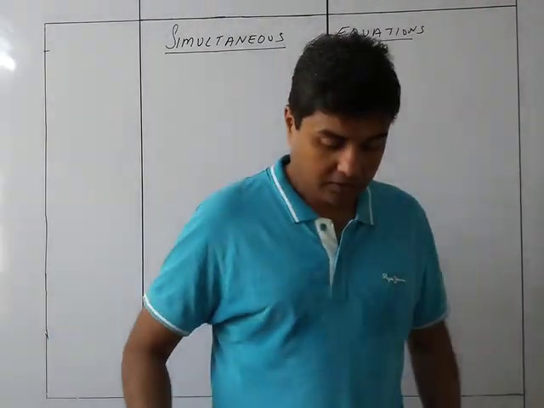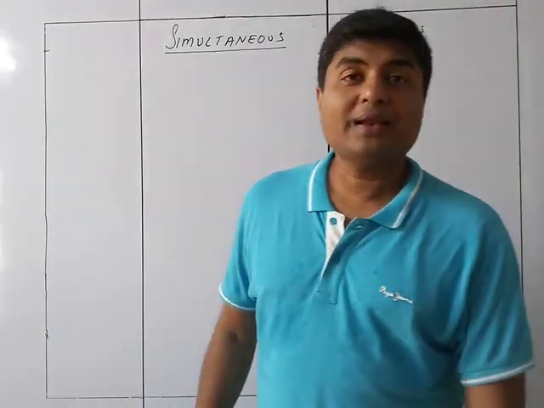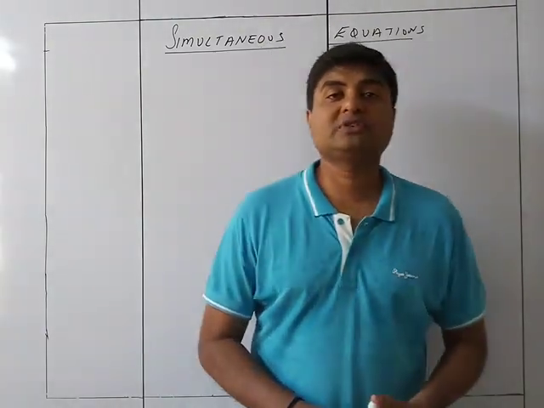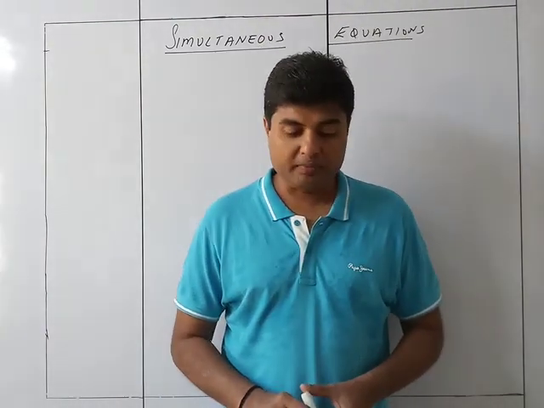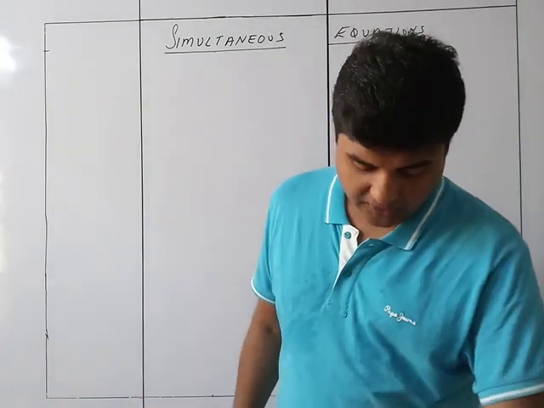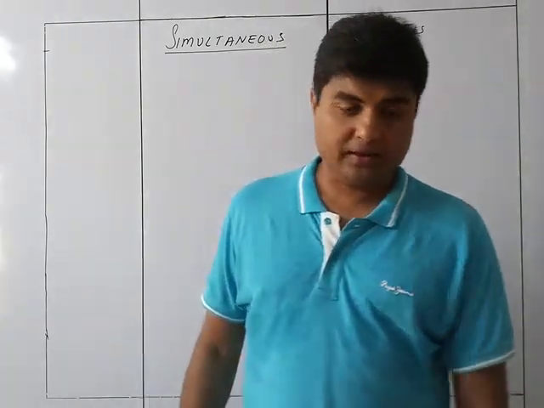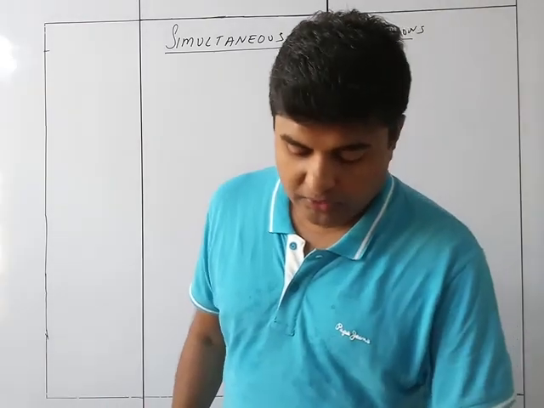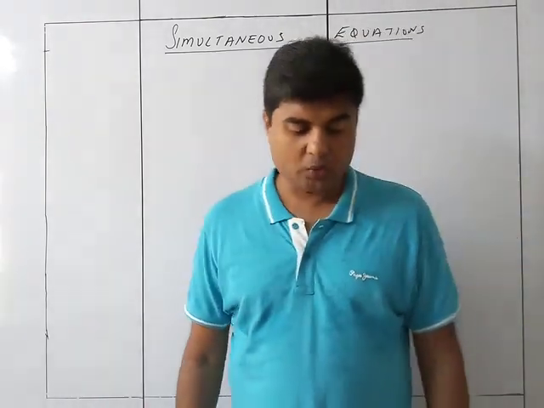Okay, in the class we had last time, we started with exercise 6, that was problems in simultaneous equations, and if I remember correctly we had done till sum number 10. So now we'll do the alternate sums from 12 onwards.